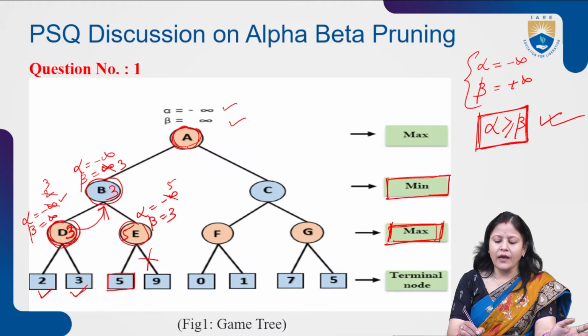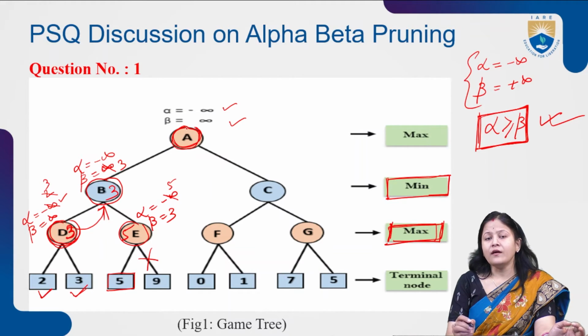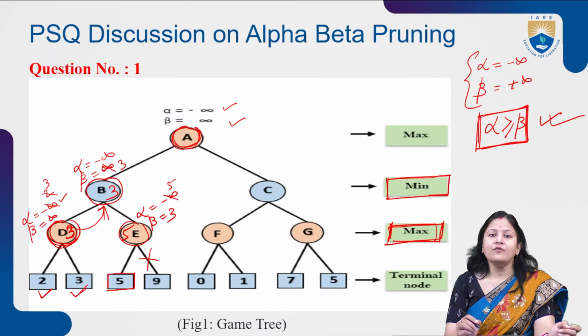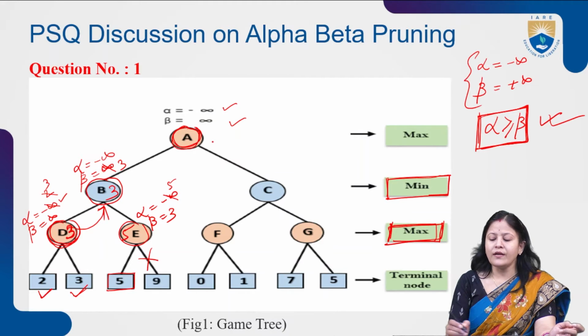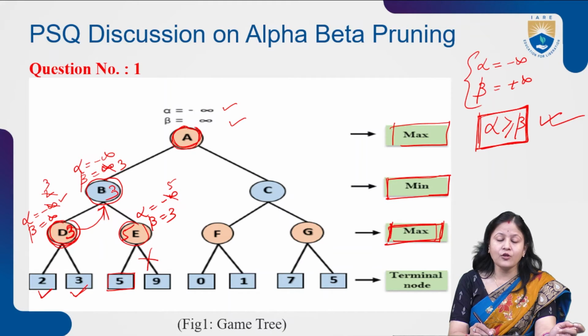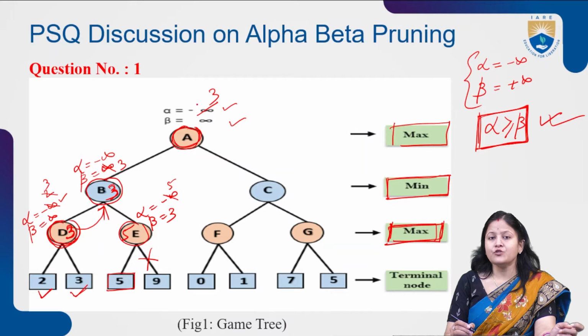Now come to the node A. At the node A, which value will be replaced? As it is a max player, the alpha value will be changed. With whom will it be compared? The alpha value of A gets compared with the node value of B. Which one is max, minus infinity or this 3? So 3 is maximum, so minus infinity will be replaced with 3. Now alpha is equal to 3 and beta is equal to infinity. Now this value will be passed to the right side path.